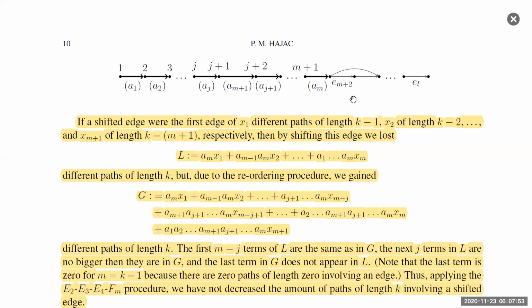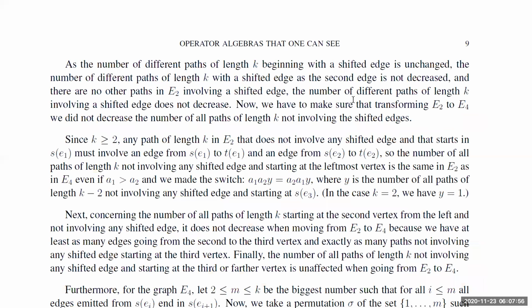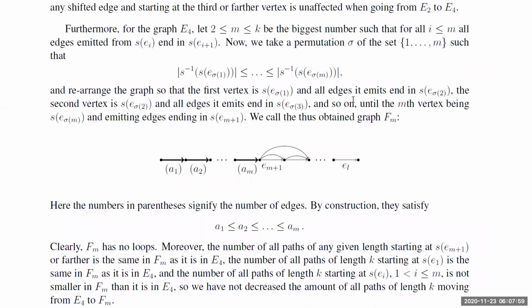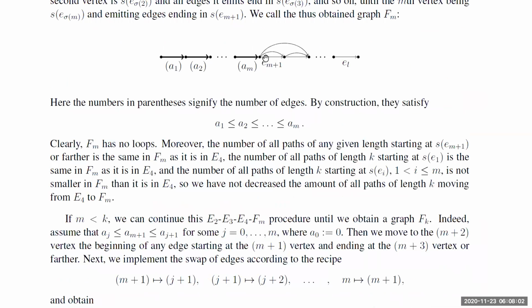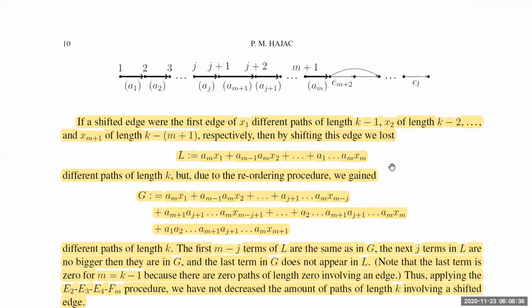Actually, when we were looking at this number L, then we should have been looking at this picture, right? We moved, say, this is our shifted edge, so we move it there. So we lose a_m times paths of length k-1 involving this edge as the first edge. We lose it because we cut it here. Then when we consider it as the second edge, we lose a_{m-1} times a_m times the number of paths of length k-2 having this as the first edge, and so on and so forth, right? So this computation of L is justified by the previous picture.